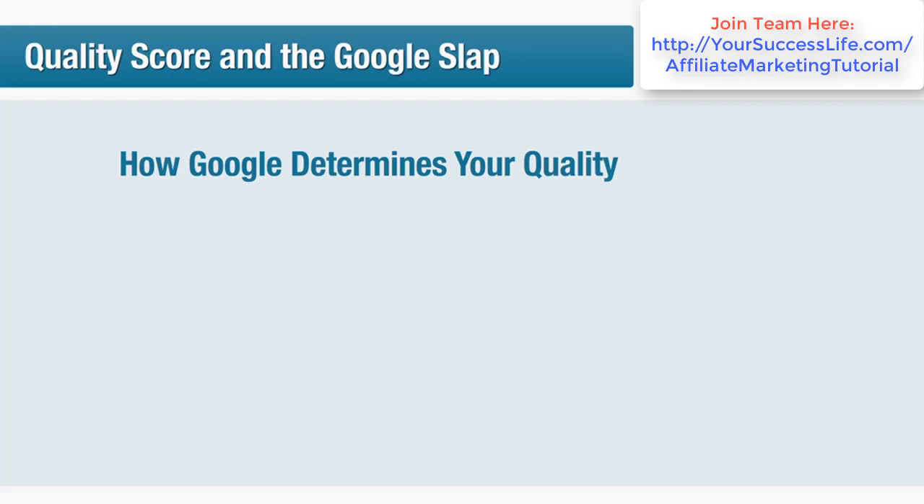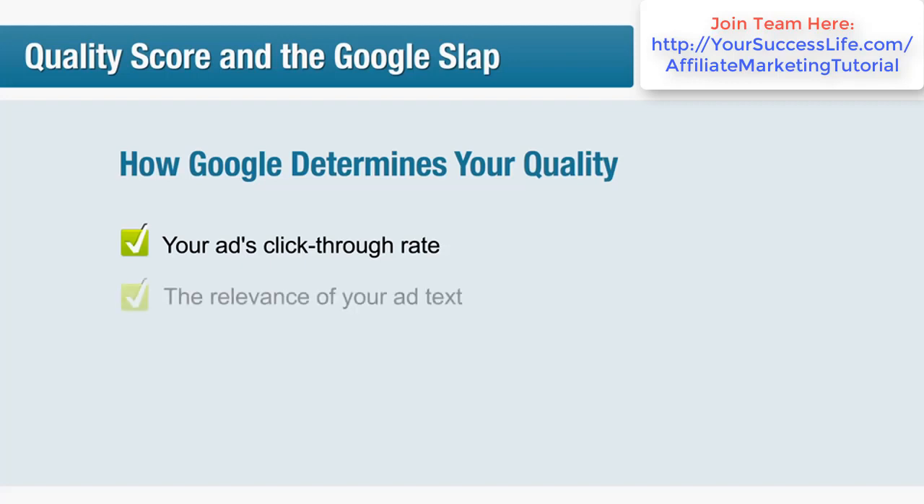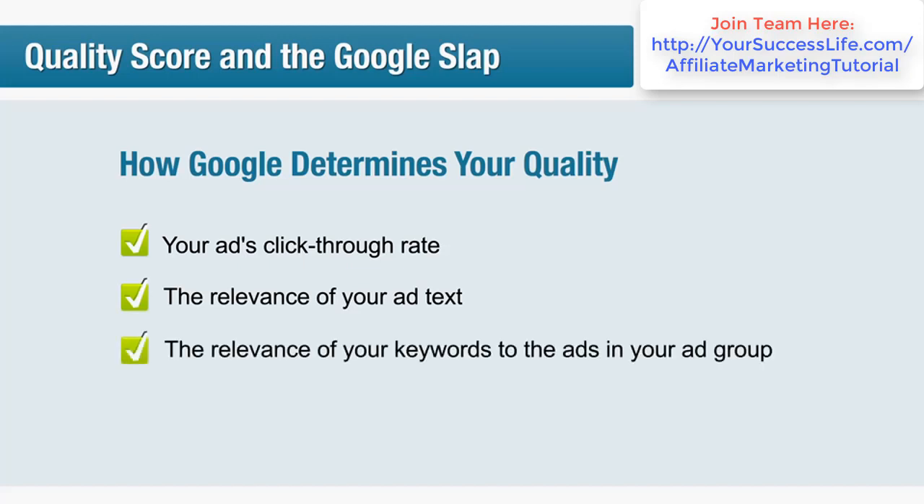Some of the factors that appear to influence the score include your ad's click-through rate. That is, how many times your ad is clicked on compared with the number of times it's displayed. If your ad is served 70 times during the day but only clicked on once, that could suggest to Google that it isn't what people are looking for and therefore low quality. It also looks at the relevance of your ad text. Does the text advertise the product accurately? The relevance of your keywords to the ads in your ad group.